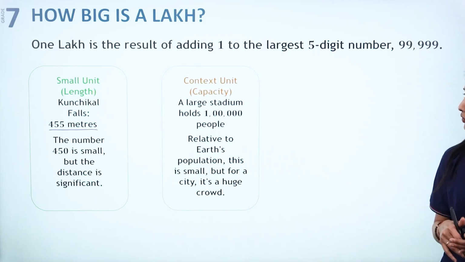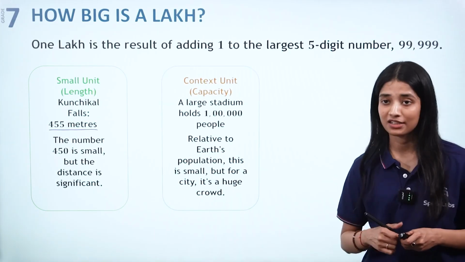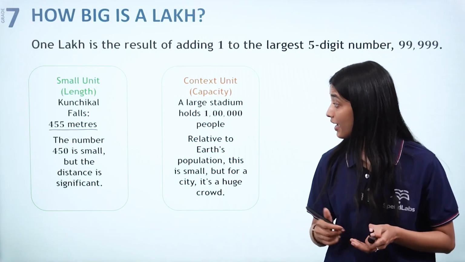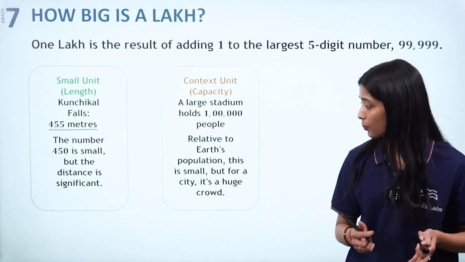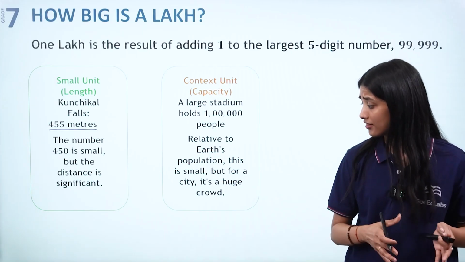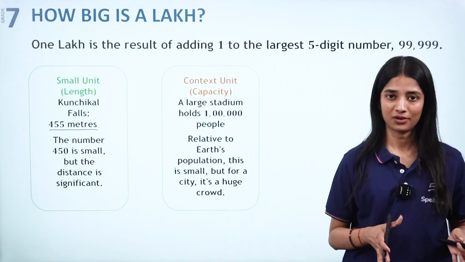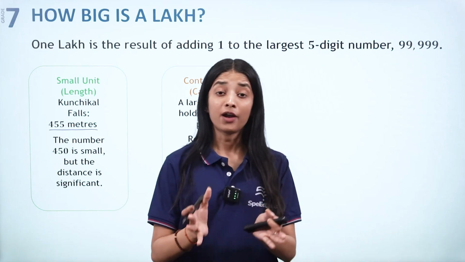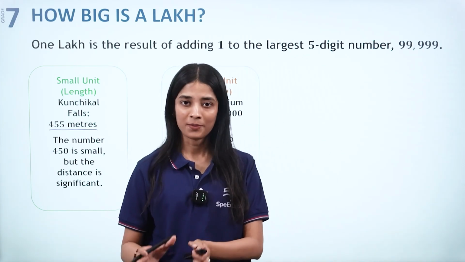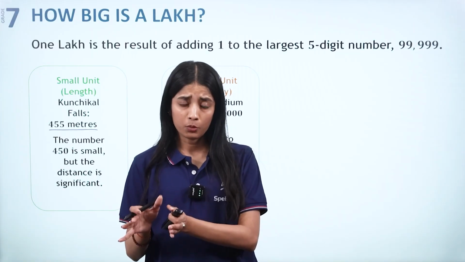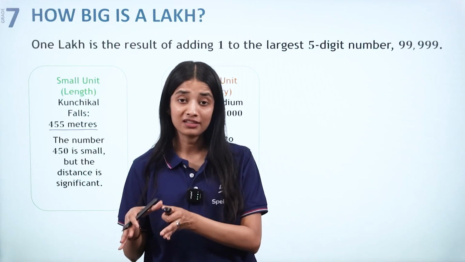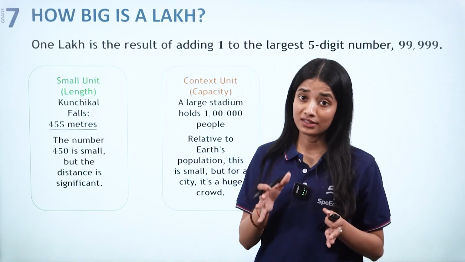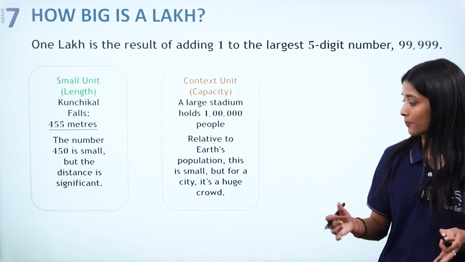Then the second example that we have is capacity. If you consider a stadium, a large stadium holds 1 lakh people. Relative to Earth's population, this is small, but for a city, it's a huge crowd. Just imagine a stadium with 1 lakh people sitting there. The number of people present in this stadium is very small compared to the population of Earth, right? So in this context, it is very small.